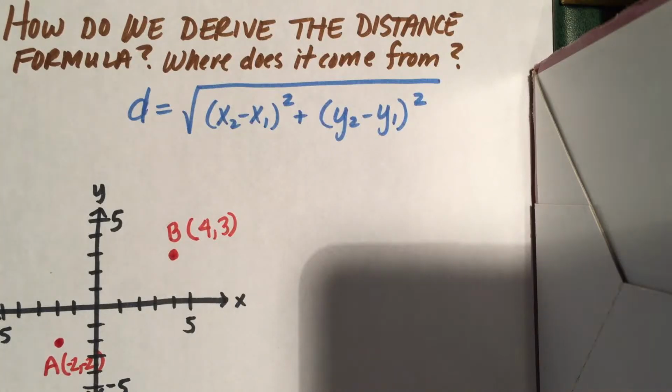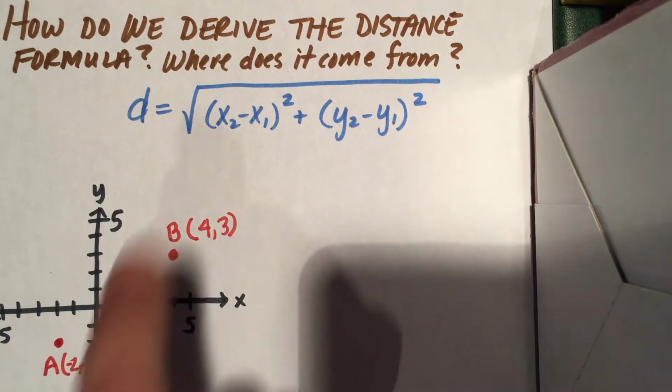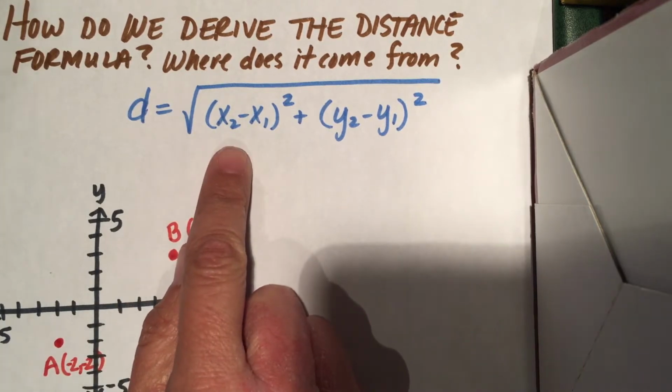Okay, so now we've talked about the distance formula, and now what we're going to look at is what is the distance formula? How do we get it? How do we derive the distance formula? Where does it come from? This obviously has a purpose.